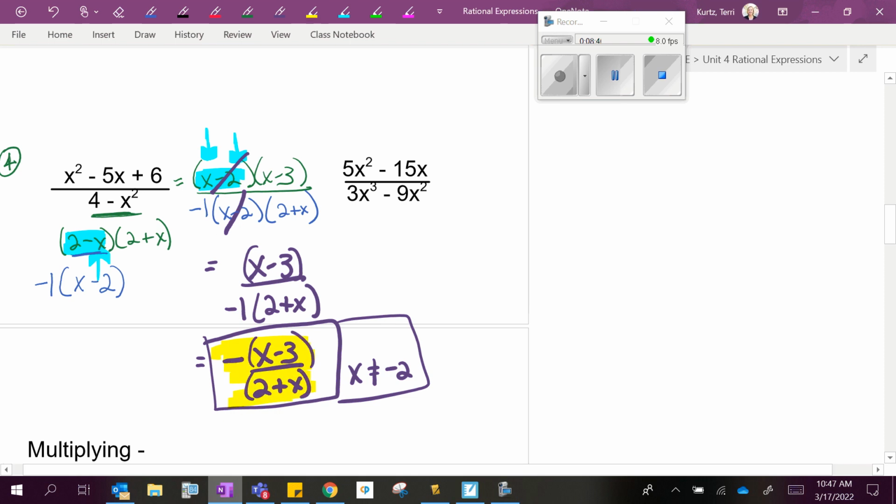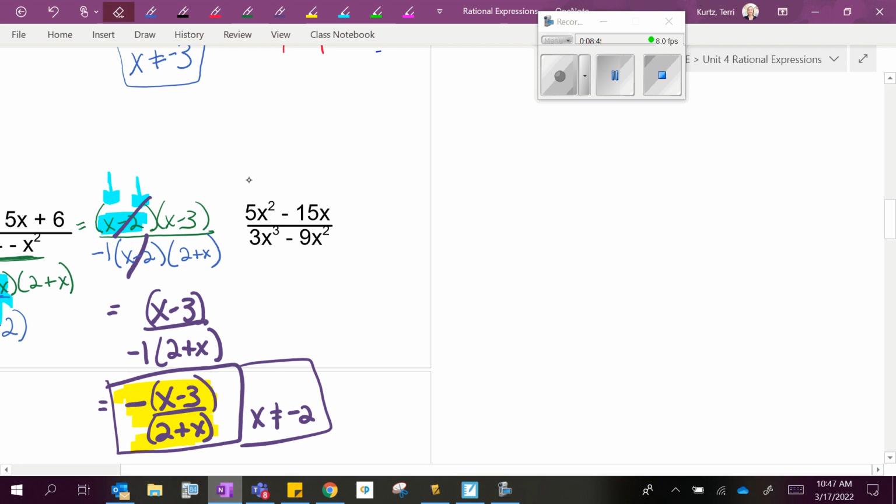All right, let's try another one. So number 5 here. Now again, we want to factor, and again, don't forget GCF factoring. That's really one of the easiest, but people tend to forget. So we look at the numerator. I can take out a 5 and an x, and I'm left with x minus 3. In the denominator, I can take a 3x squared out, and I'm left with x minus 3.